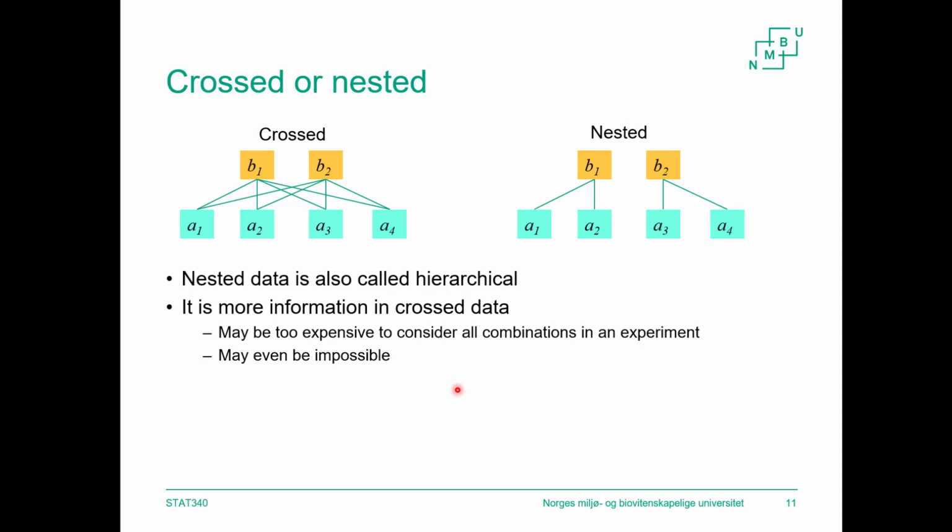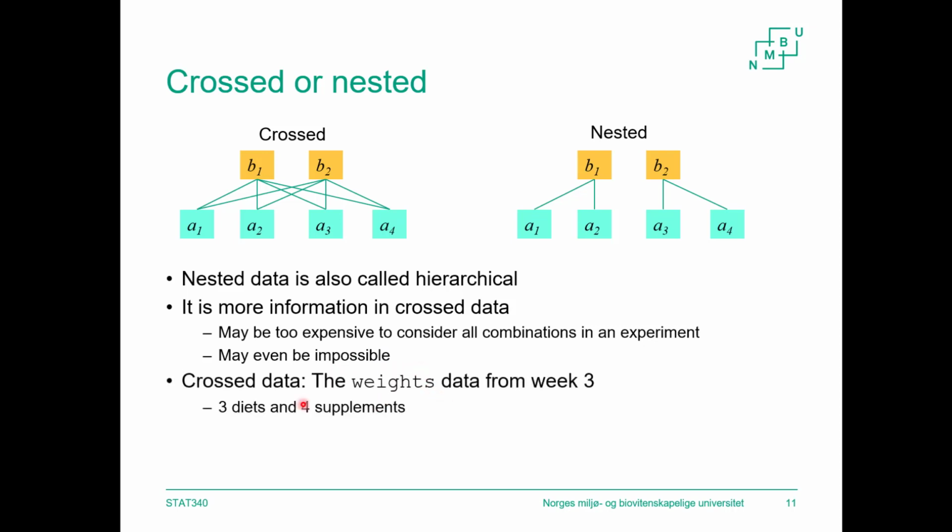There is more information in crossed data. Yeah, that's exactly what I just said. But it may be too expensive, or for some other reasons, all combinations in an experiment are not being done, and it may even be impossible sometimes.